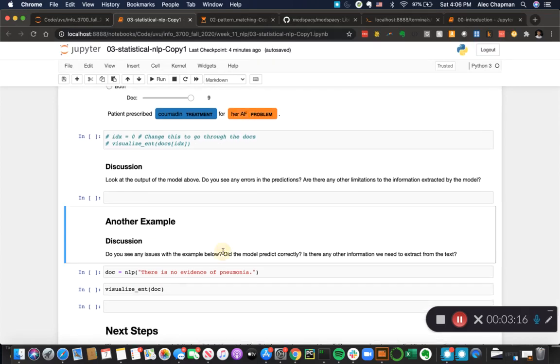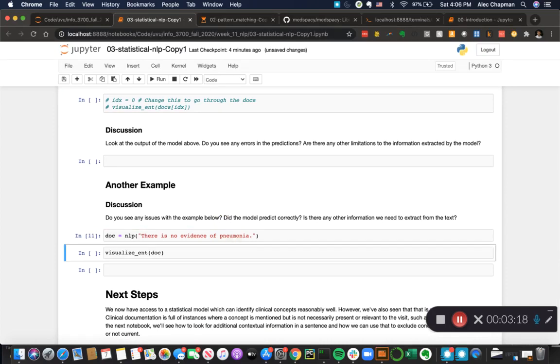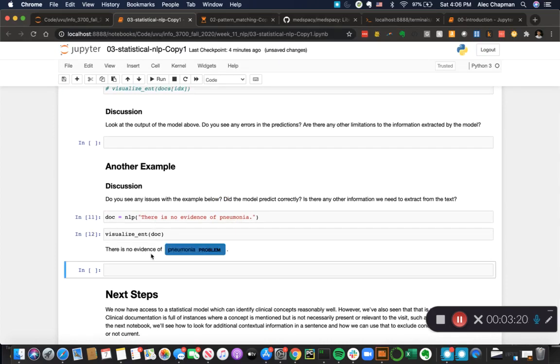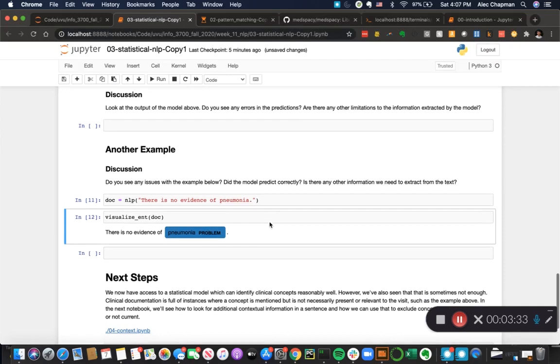Okay, so look at this now, and let's look at this sentence. So there's no evidence of pneumonia. So it correctly extracts pneumonia as a problem. But is there anything else that we need to extract from this? Anything that would be useful for us to know? So, although it correctly identified pneumonia, something that's really important to understand is that there is no pneumonia there. So there's no evidence of, meaning that it's negated, and the patient doesn't actually have this condition.